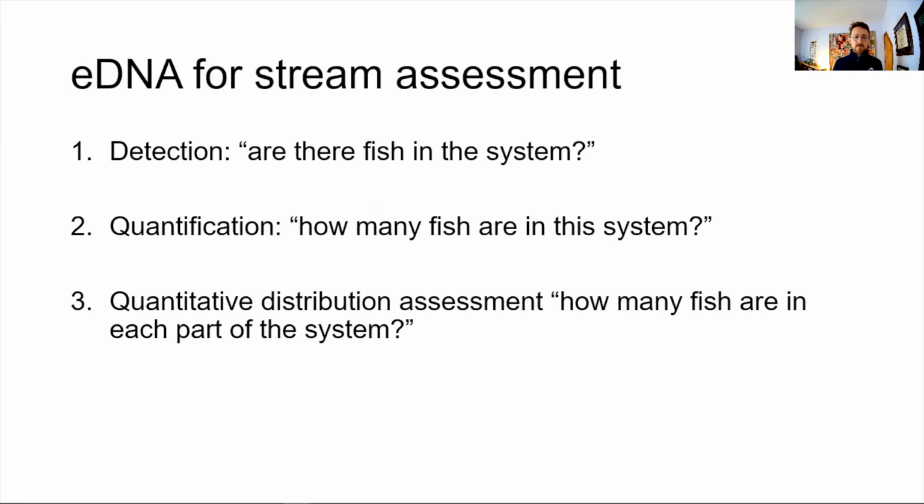And the third is what we're calling quantitative distribution assessment. To me, this is the holy grail of eDNA, which would be to say how many fish are in each part of the system. So reach per reach, where are the fish? How many are there? And this is a question we're already trying to answer with electrofishing assessments. And I'm hoping in the future, eDNA will be a tool that we can combine with electrofishing to maybe get some lower cost or higher accuracy with these kind of surveys.